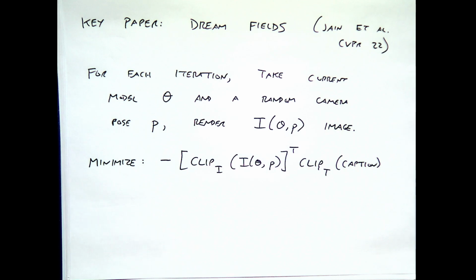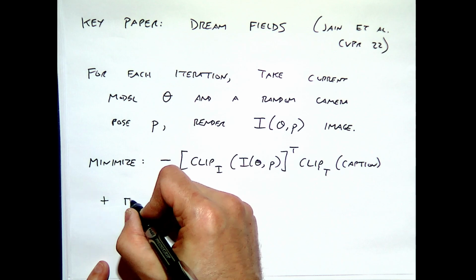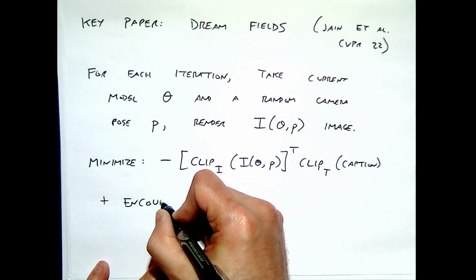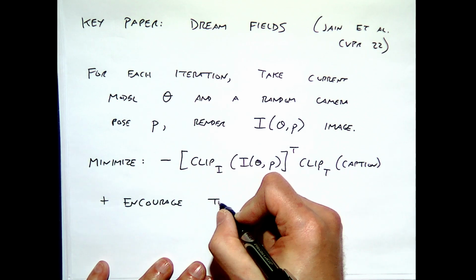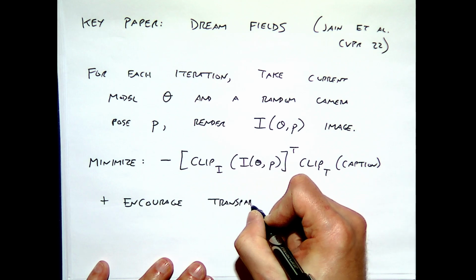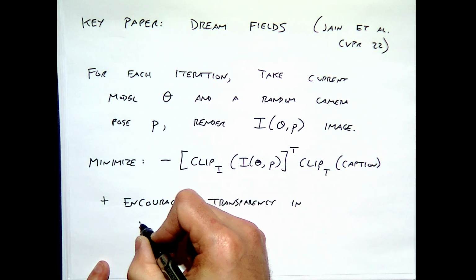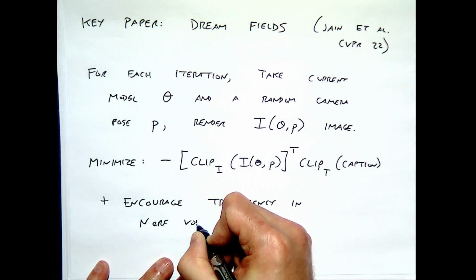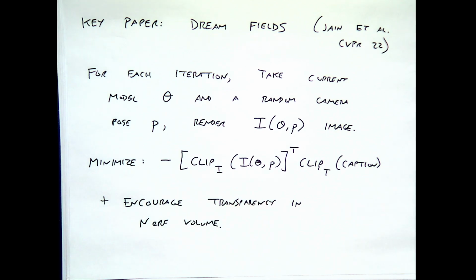And then there's also some extra stuff, like a term to encourage transparency in the NeRF volume. One of the problems with NeRFs that you saw in the videos from last time is that sometimes you get these floaters in the periphery of the 3D volume. Maybe you don't see them from certain angles, but from other angles you see there's this crap floating around.